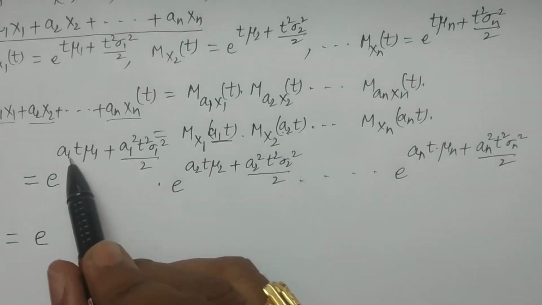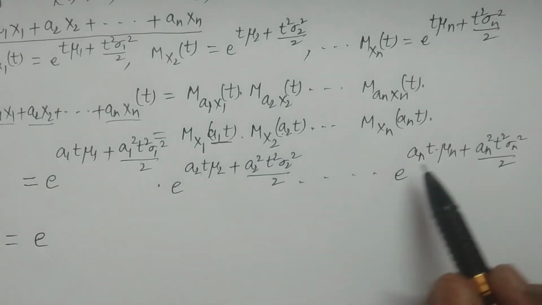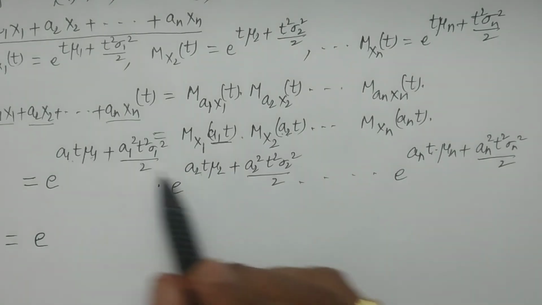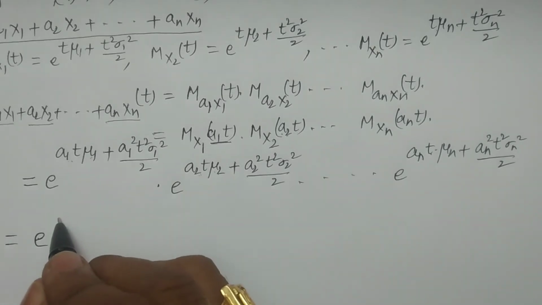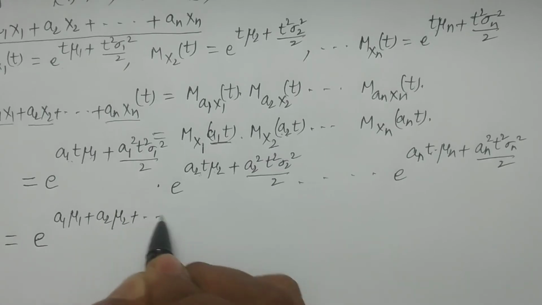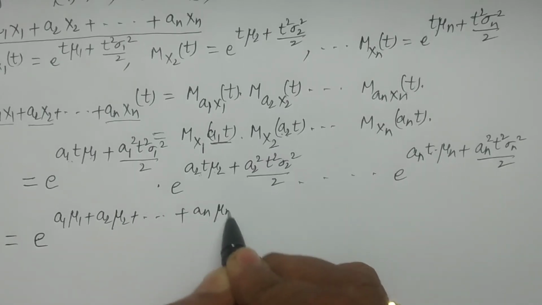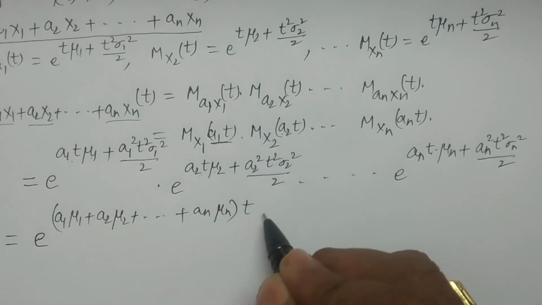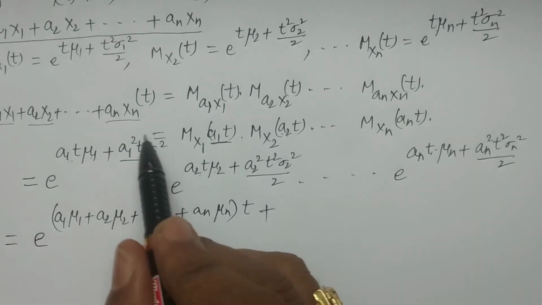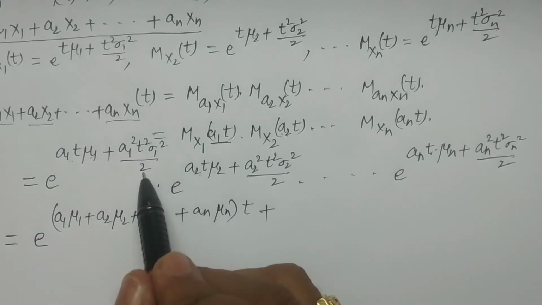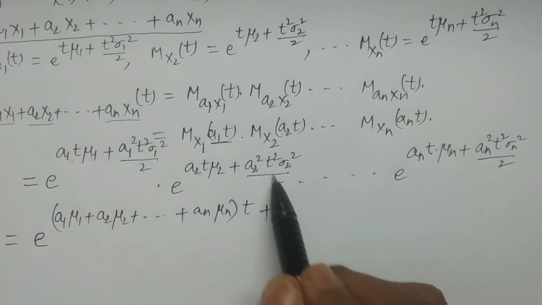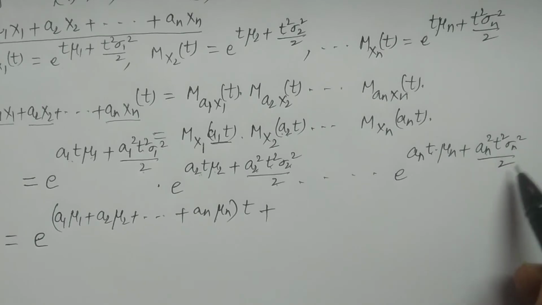So a1t mu 1, a2t mu 2, ant mu n, if you consider t as common, this is simple addition: a1 mu 1 plus a2 mu 2 plus and so on plus an mu n, multiplied by t. That's all. Now, the second term in the power is a1 square sigma 1 square by 2 into t square, a2 square sigma 2 square divided by 2 into t square, an square sigma n square divided by 2 into t square.